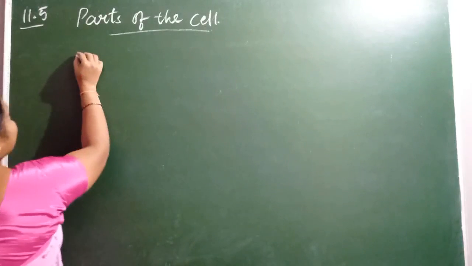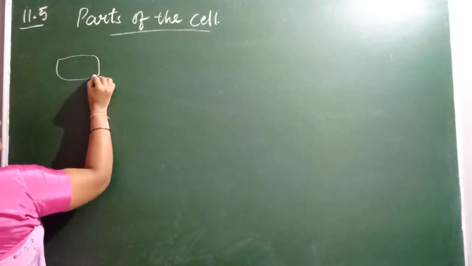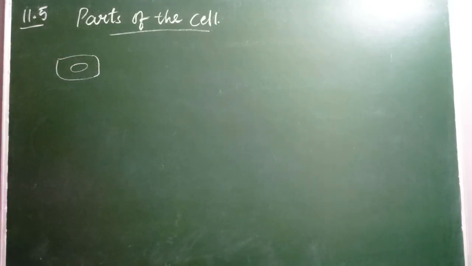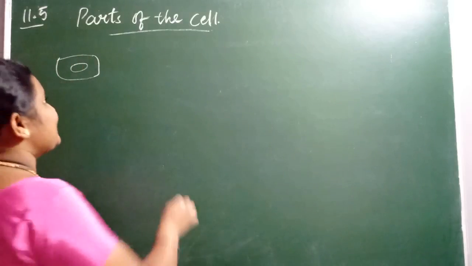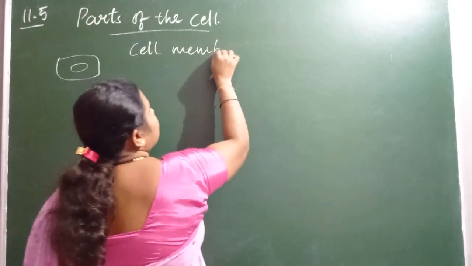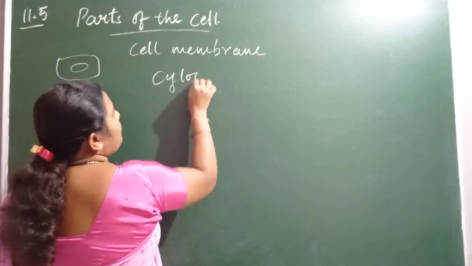Children, now we will study the parts of the cell. When you take a cell, children, imagine this is a cell, and it has at the center one more circle-like structure. Generally, a cell will consist of cell membrane, then cytoplasm.